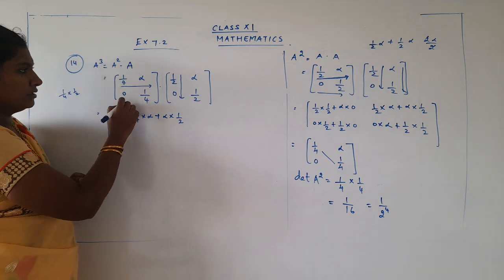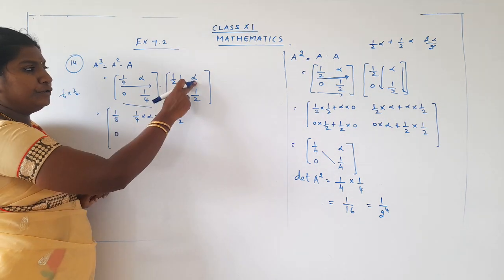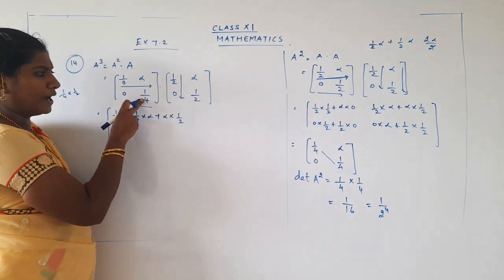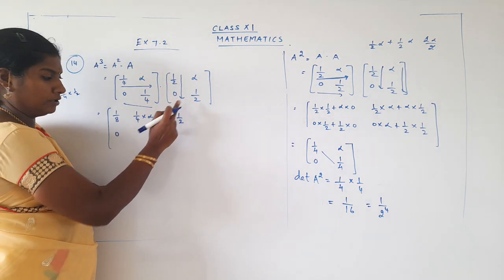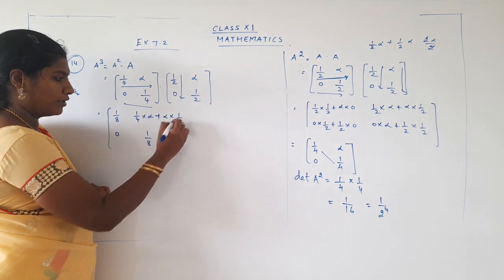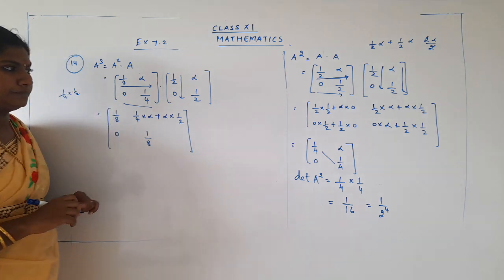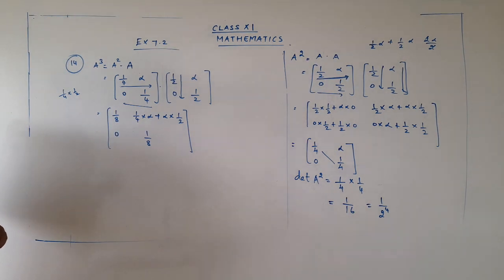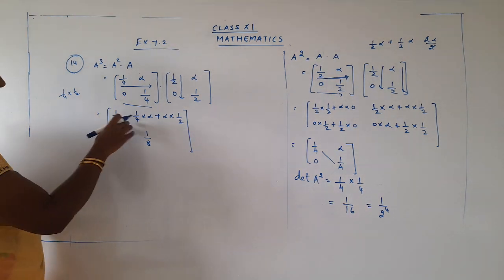Now here, 0 into alpha is 0. 1 upon 4 into 1 upon 2, again I get the answer as 1 upon 8.